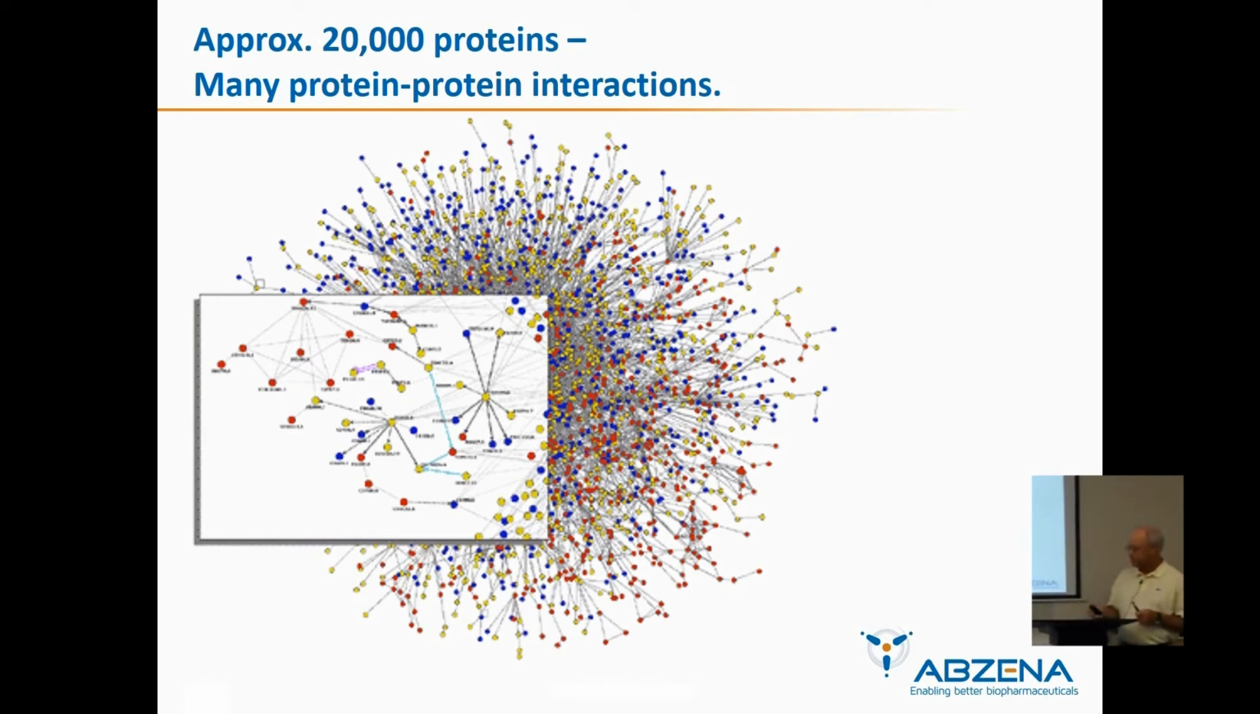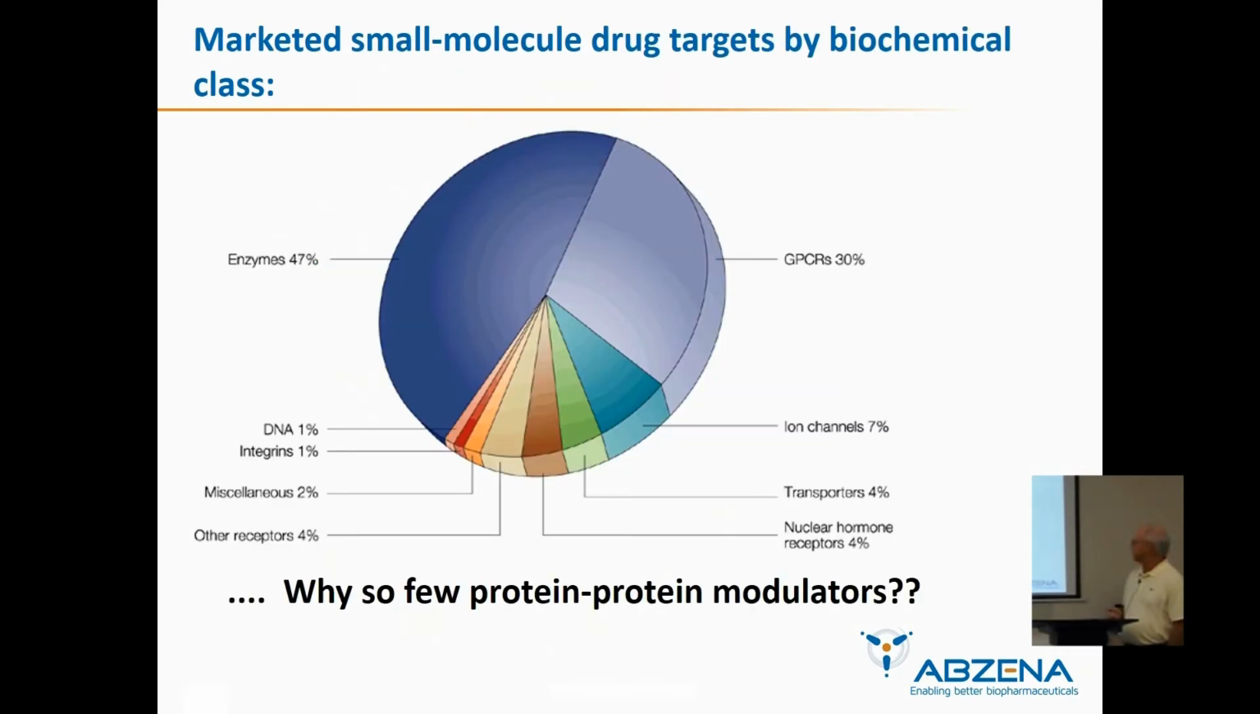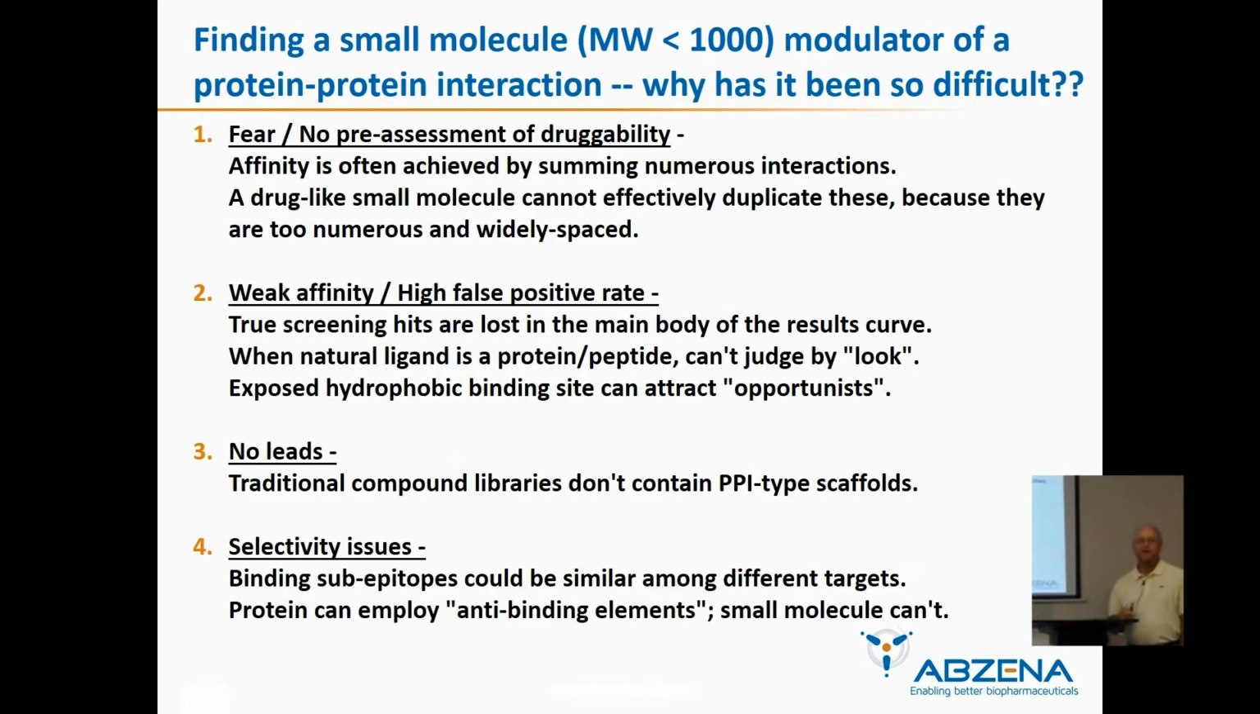So if the promise is so great, if you look at the marketed small molecule drugs and ask how do they work, there are very few that work by modulating protein-protein interaction. So if the promise is so great and they're such attractive targets, why are there so few marketed drugs that actually work this way? Well, I think to a large degree the lack of success is due to a lack of trying.